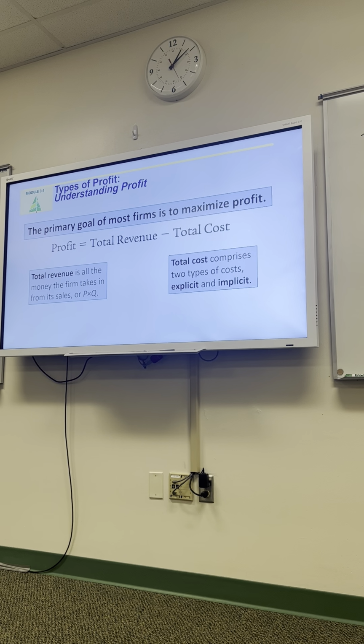So here is an important takeaway from total cost. Total costs include both implicit and explicit costs. Total cost comprises two different types of costs, both explicit and implicit costs.